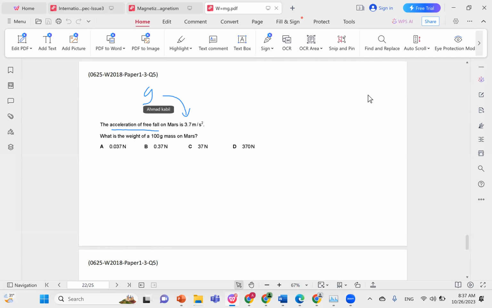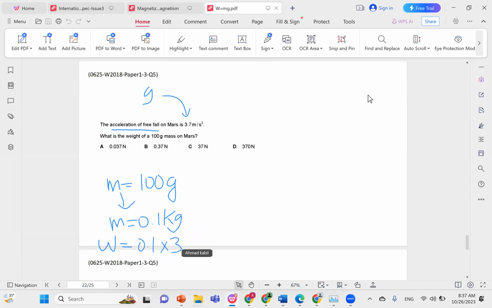We want to get the weight given that the mass is 100 grams, but we have to convert it first to kilograms. So the mass would be 0.1 kilograms. So the weight is going to be 0.1 multiplied by 3.7. And the correct answer here would be 0.37 newtons. And therefore, the correct choice is choice B.